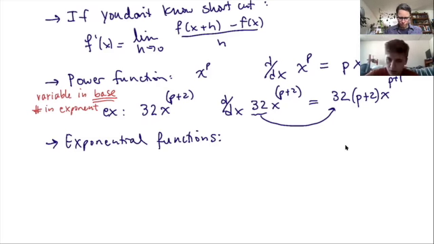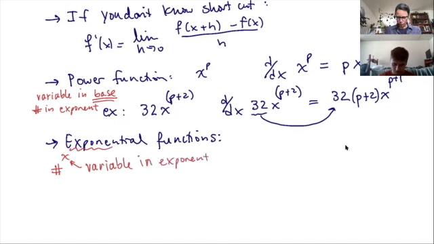So in an exponential function, we're going to swap the role of the variable and base from power functions. So it's actually going to be some number raised to the x. So the variable is now in the exponent, right? X is in the exponent. That's an exponential function. Variable is in the exponent. So examples would be 2 to the x, 3 to the x, e to the x, negative 10 to the x. Something along those lines.